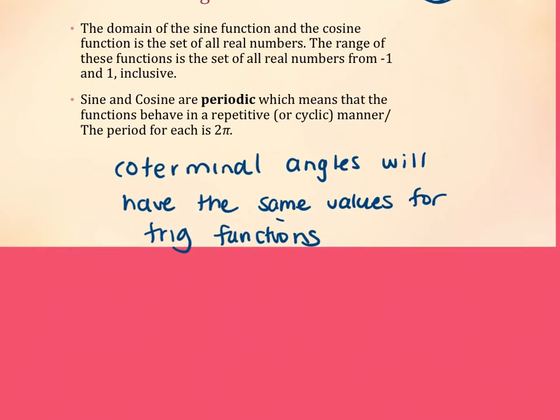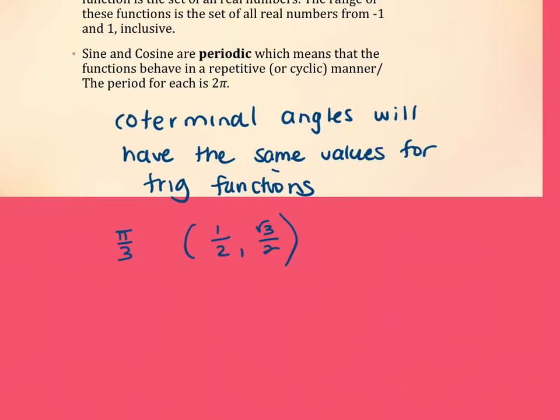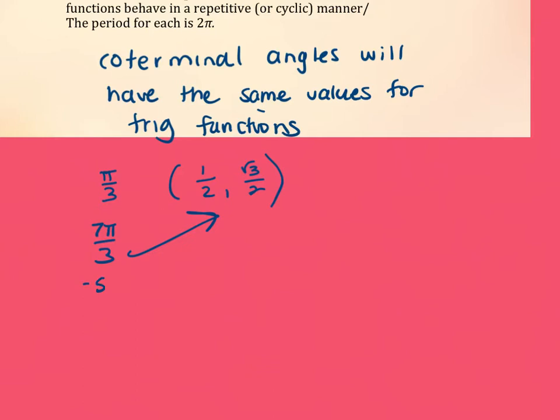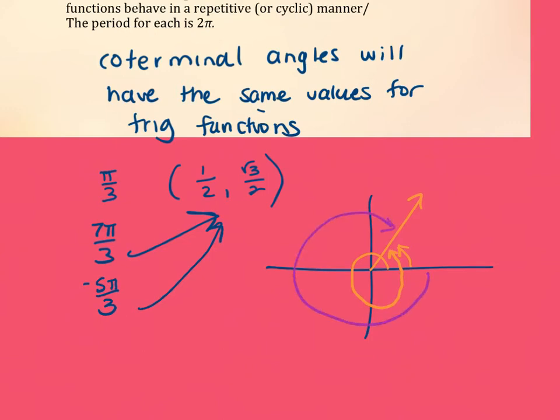So if I had something like pi over 3, which we already said our coordinate point was 1/2, root 3 over 2, then every coterminal angle to pi over 3, so if I add 2 pi, or add 6 pi over 3, that would be 7 pi over 3. It's also the same angle. Subtract 6 pi over 3, I get negative 5 pi over 3. It's the same angle. So you're just going around your circle. So this is pi over 3. 7 pi over 3 would be around one more time. Negative 5 pi over 3 would go in the negative direction, but it still lands in the same spot.